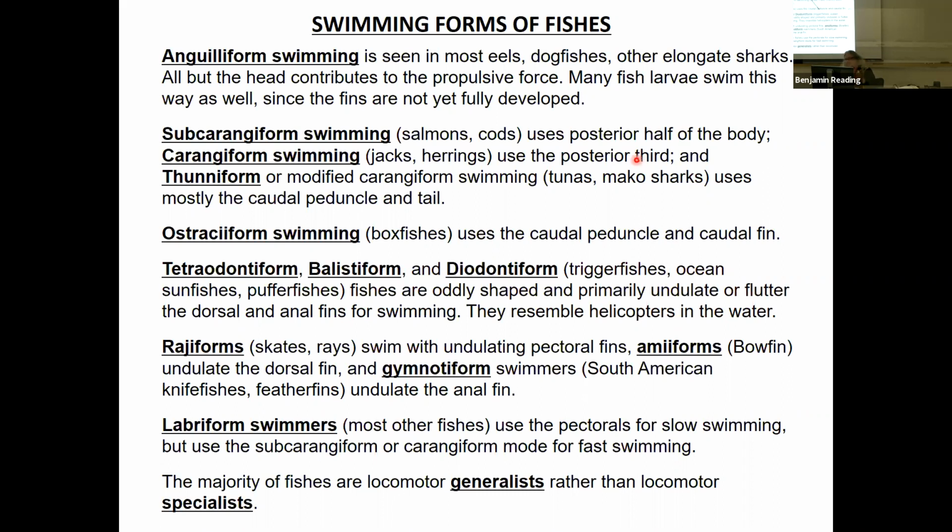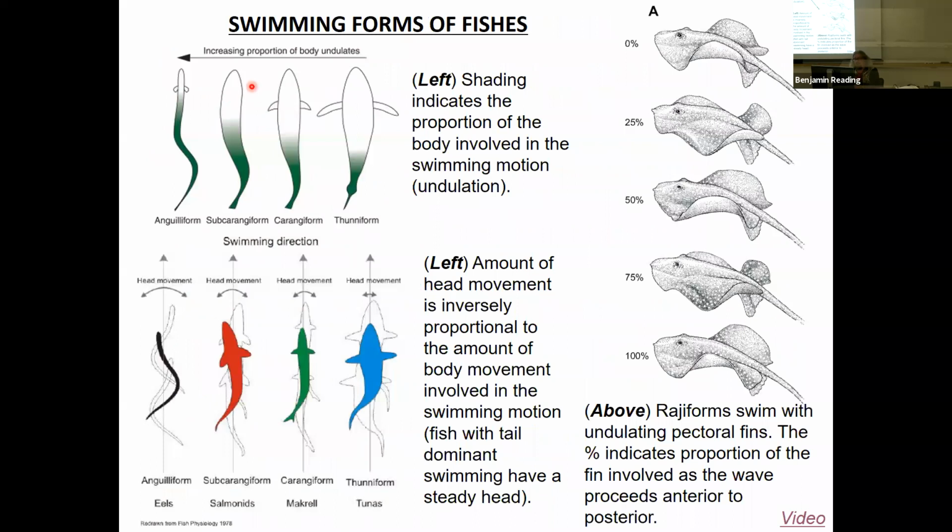So most fishes are generalists. They'll combine carangiform and labriform swimming. Labriform for slow speed, carangiform for faster locomotion. That's what most fishes do. So despite these names here, they're sort of named after the families that use them almost exclusively, but most fishes, again, are generalists. When you look then at the proportion of the body that is used in locomotion, this figure here shows in the shading what proportion of the body is used for locomotion, an increasing proportion of the body undulates versus less in the thunniform.